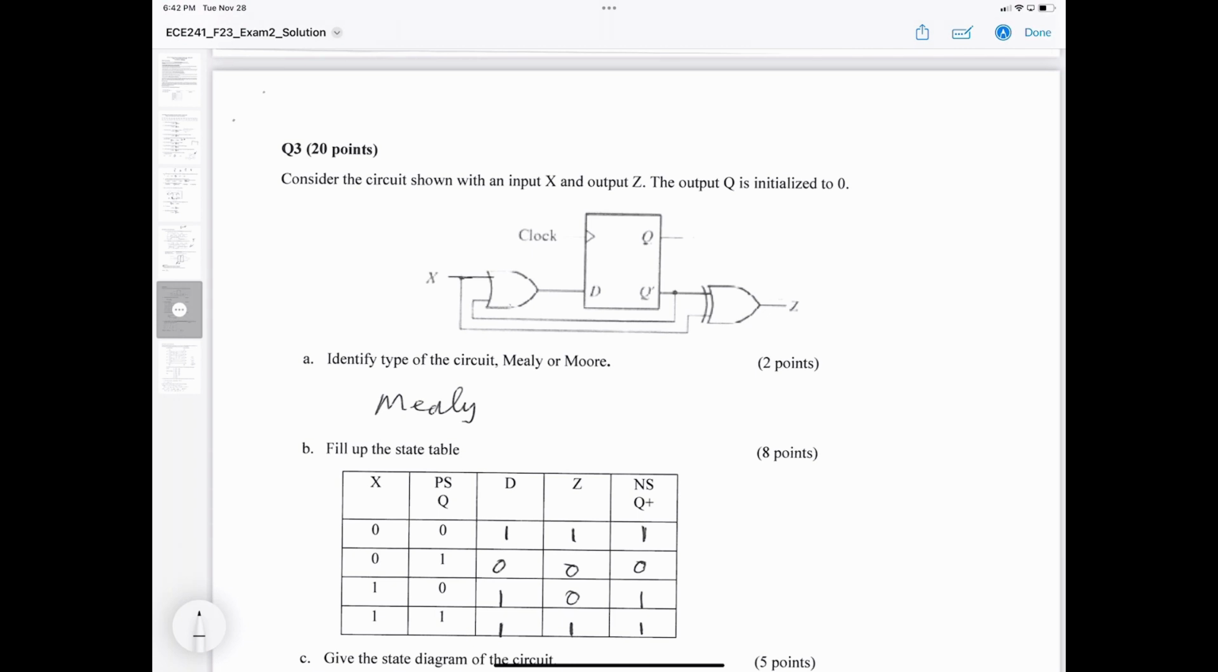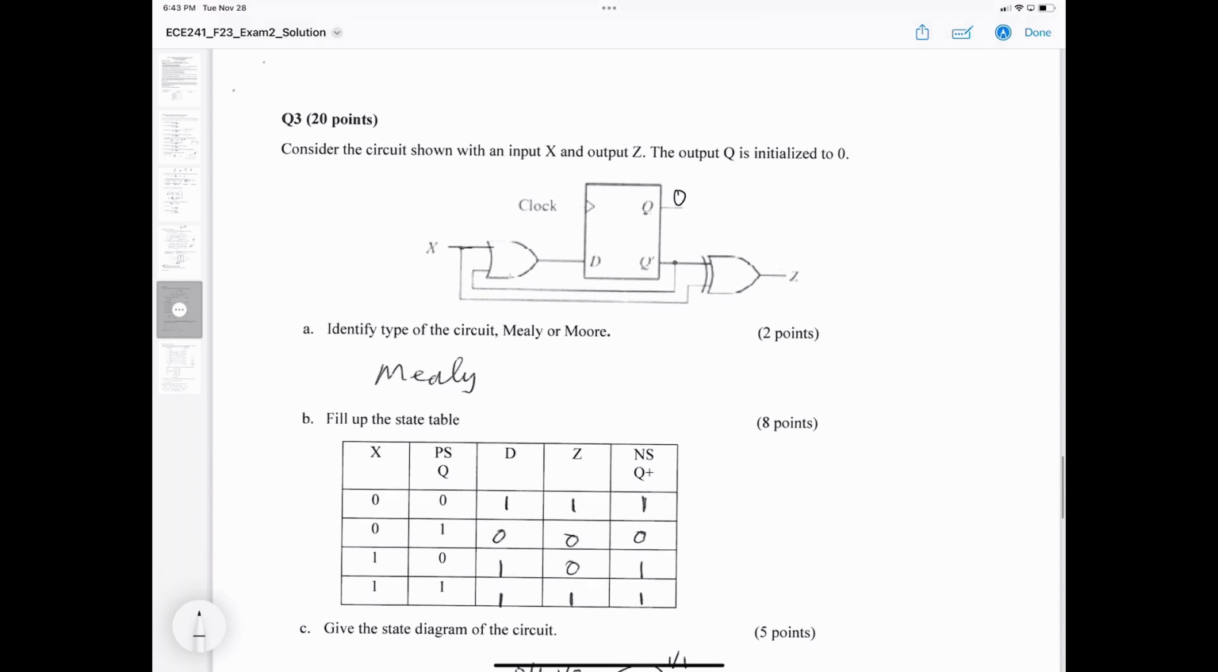Consider the circuit shown, with inputs X and Z. The output Q is initialized to 0. Okay, initially Q is 0. We've got a D flip-flop. Right? So, is this a Mealy or Moore? Let's see. X here is a function of the output Z. So it is a Mealy, right?